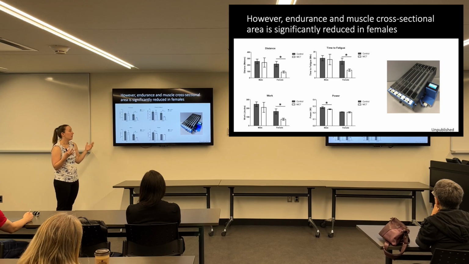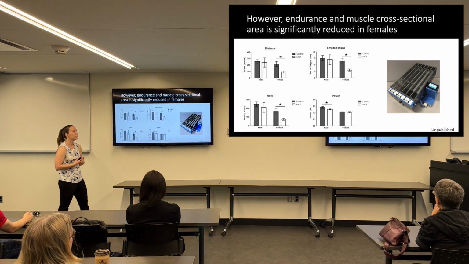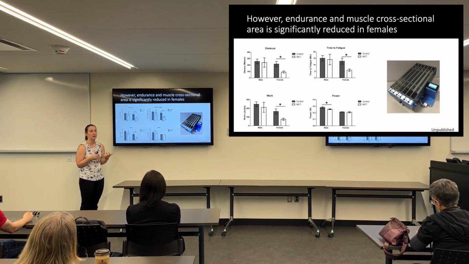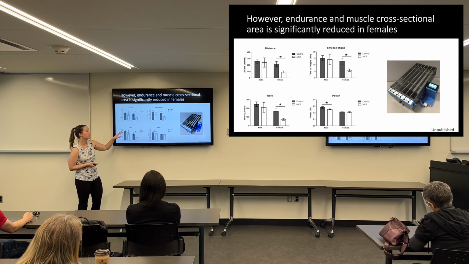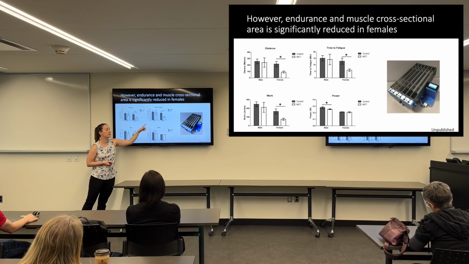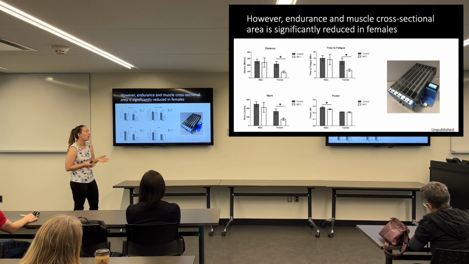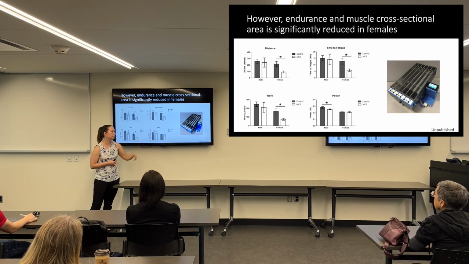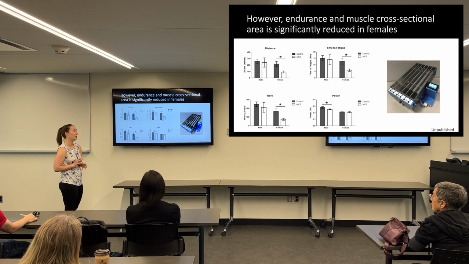So what we saw here was a little bit different than what we saw with whole body mass. Remember, we saw a body mass decrease in males, but not in females. Here it seems like the drug that we gave them was affecting females more so than males. So at least in these 3 parameters, distance, time to fatigue, and work, there is a sex-dependent effect in females. We saw the opposite trend in power, and I'm trying to figure out what might be the cause of that.